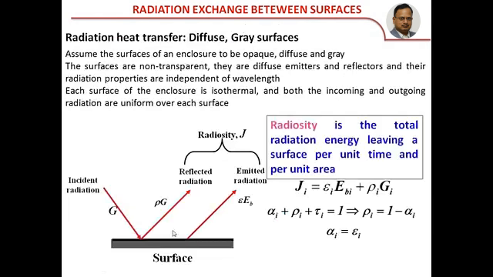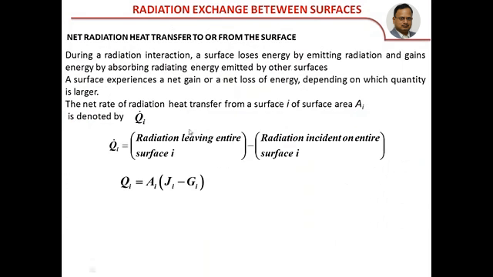See, for example, if this is a black body, there won't be any reflection, rho G becomes 0. So incident G is equal to the radiosity J equal to E B. That is what is said.